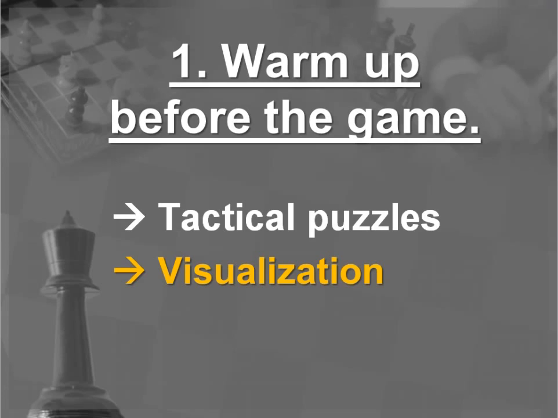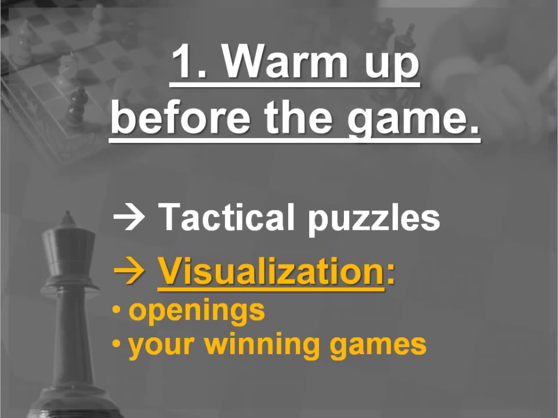How can you visualize the variations properly? Well, this is a whole separate topic and I can't explain it here. Moreover, I've already explained it in my course Calculate Till Mate. But nevertheless, I'd like to give you some hints related to our current topic. Let's think about what you should visualize. I suggest that you visualize two things, either openings or your winning games.